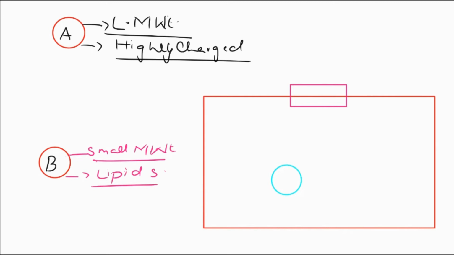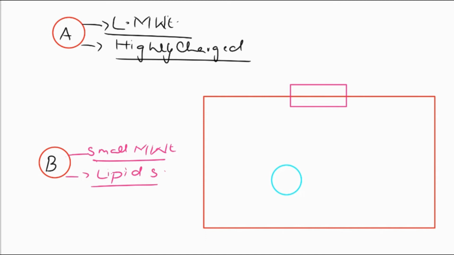So the molecules which are of large molecular weight or highly charged, their receptors cannot cross the cell membrane. Their receptors are present on the cell membrane, while for small molecular weight or lipid soluble molecules, their receptors are present inside the cell, in the cytosol or on the nuclear membrane.